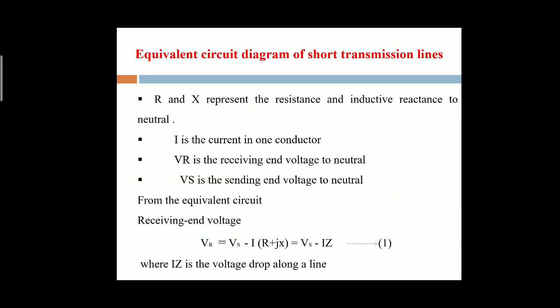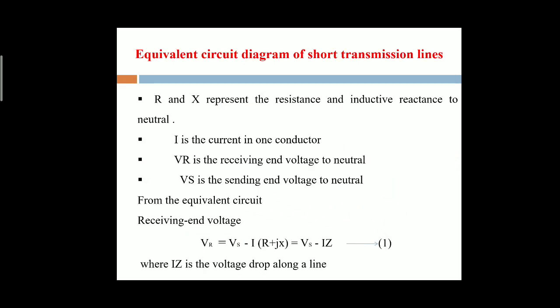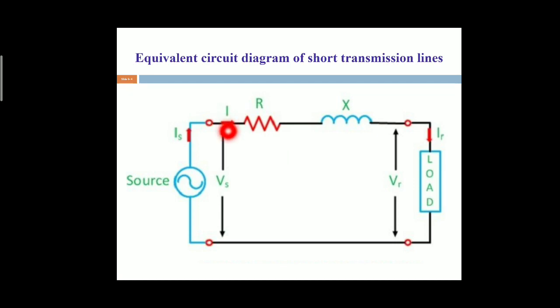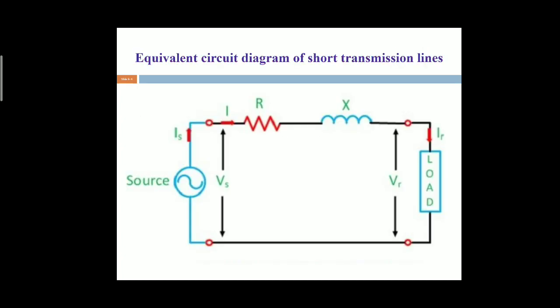Okay, next, R and X represent the resistance and inductive reactance to neutral. Next one is the I. I is the current in one conductor. Next one is the VR. VR is the receiving end voltage to the neutral.